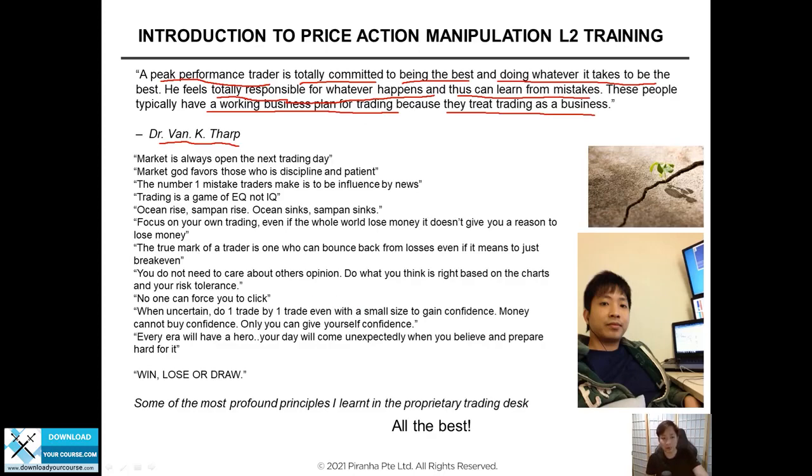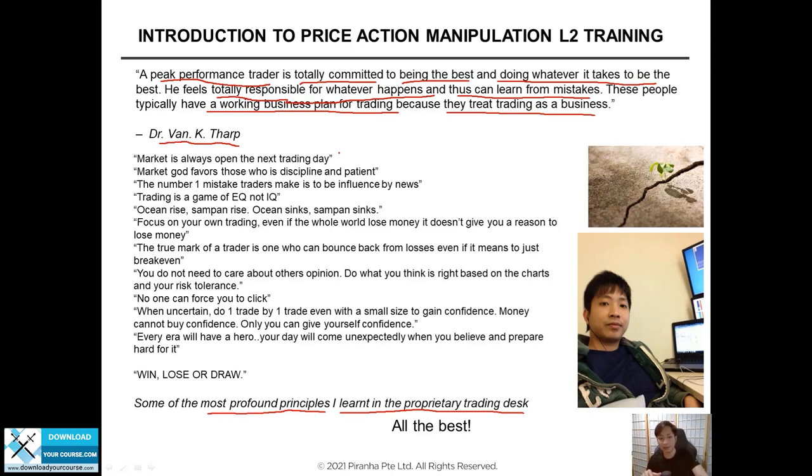And I want to share some of the profound principles I learned on the trading desk. These are what I would call wisdom I heard, whether directly or indirectly, when I was a junior trader. These are things that I have shared with friends and fellow traders over the years. Some of you may already know them, but I just want to share them again. They have really shaped the way I am as a trader, especially when times are tough.